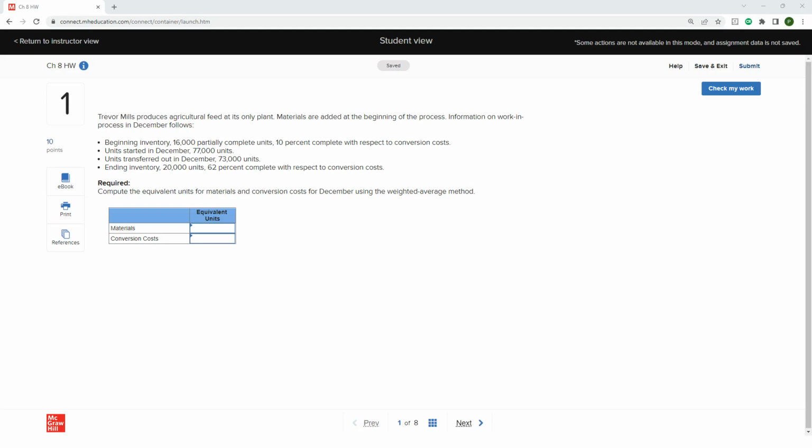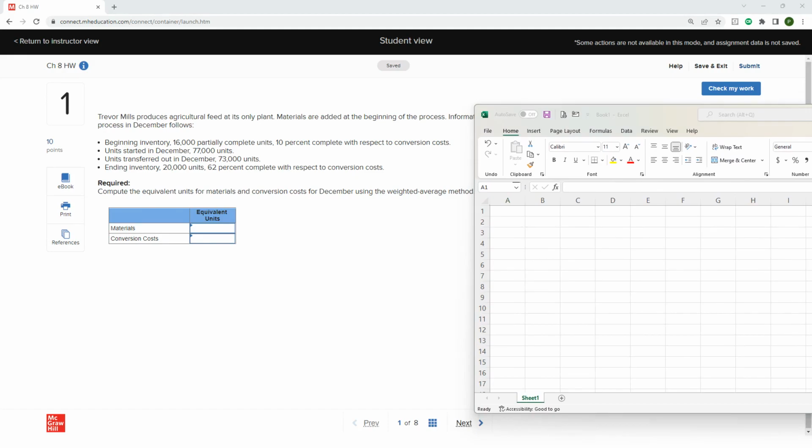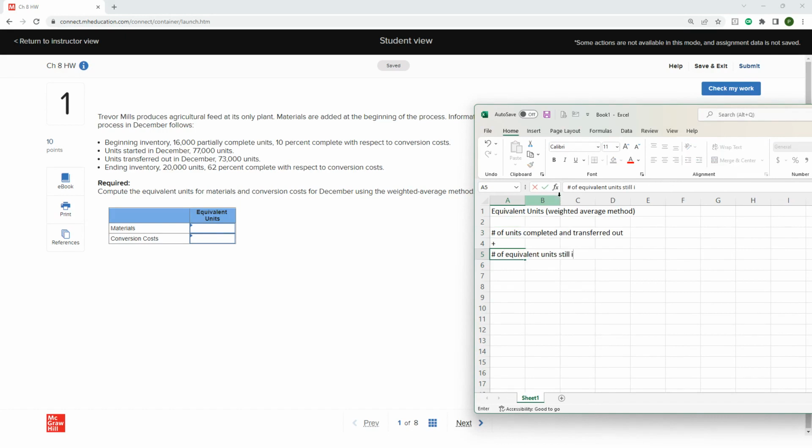Chapter 8, question number 1. This question deals with equivalent units for materials and conversion costs, and we're going to use the weighted average method. If you recall from the chapter, equivalent units under the weighted average method is the number of units that were completed and transferred out of work in process plus the number of equivalent units still in work in process.